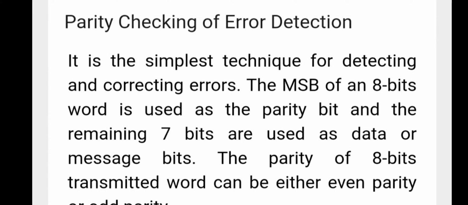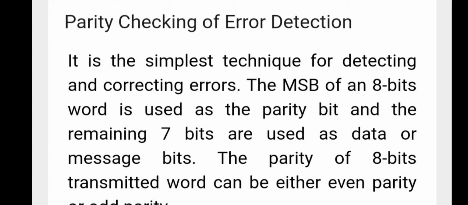Parity checking for error detection. How can you detect errors by using parity bits? It is the simplest technique for detecting and correcting errors. We have several types of error detecting codes: parity bit, Hamming codes, checksum, and several different types. But the simplest technique for error detecting is parity checking or parity bit.